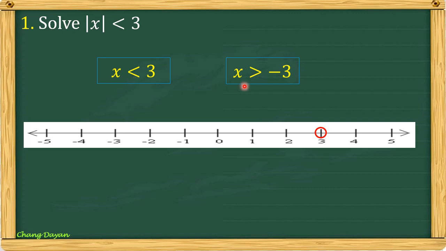And x is greater than negative 3. So as you see, the sign here is the opposite of positive 3 here. Okay, and we will plot the point here. So meaning to say, all the values in between negative 3 and 3 are the solutions of the given. So our solution set is negative 3 and positive 3. Again, all the numbers between these two are the solutions.